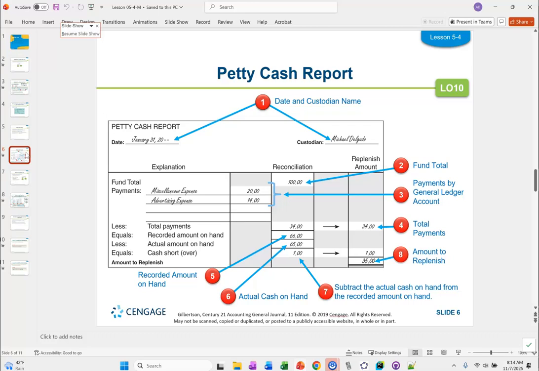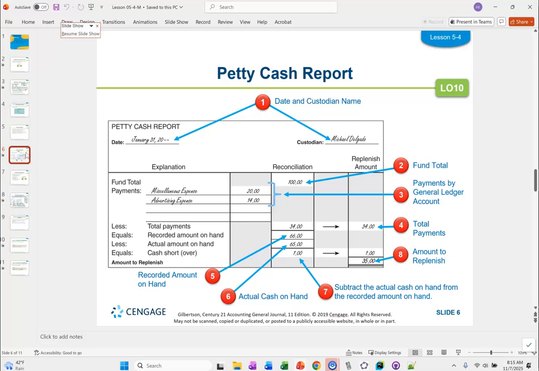You begin with the fund total. That's how much money was in the petty cash box at the start of the month since the last replenishment. You record the payments made from petty cash. So we had a miscellaneous expense of $20, an advertising expense of $14. We total that up. The total payments were $34.